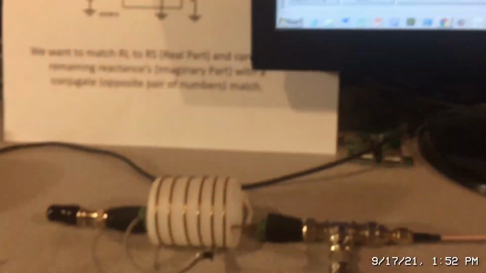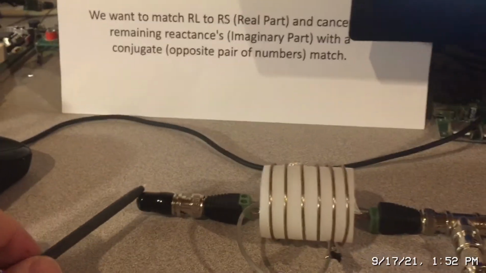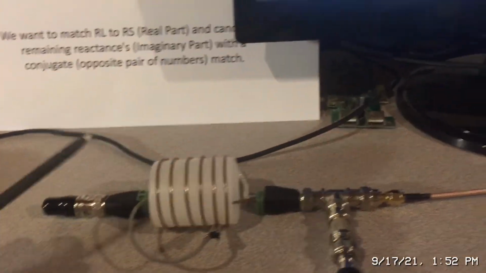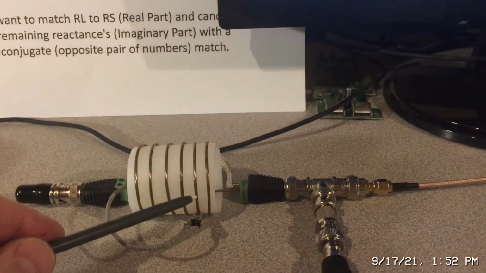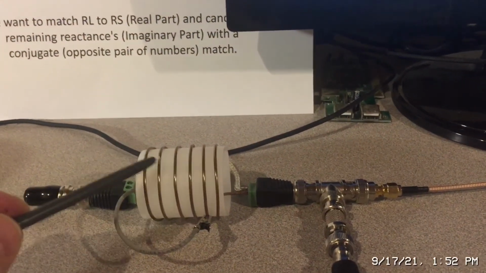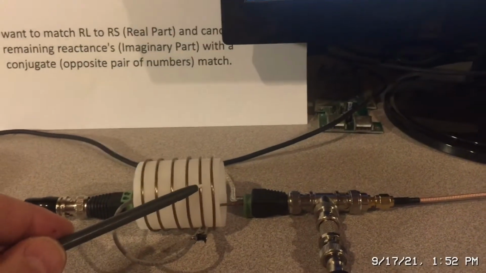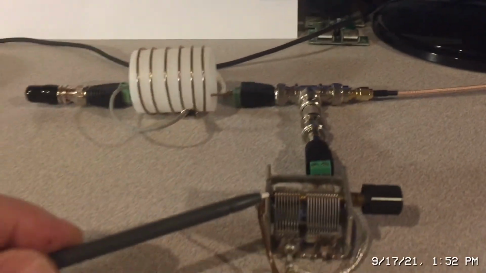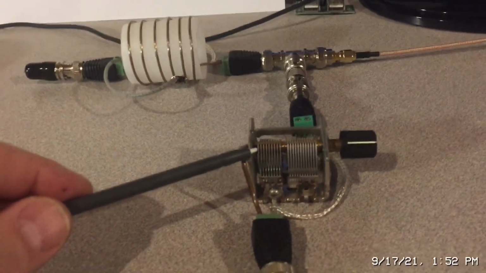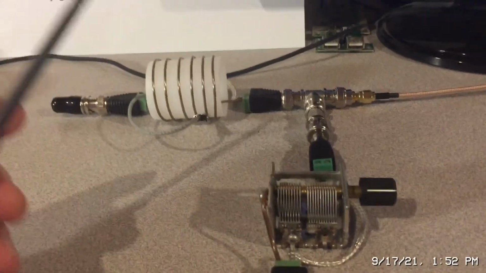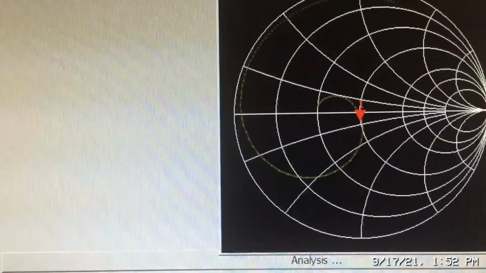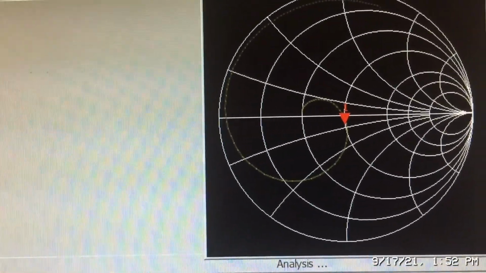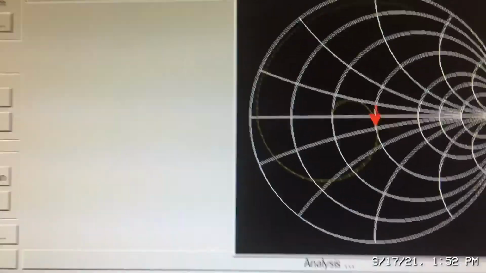So here's our 25 ohm load that we just looked at. Here's our variable inductor. So you can see I'm on this coil here, fifth coil. Okay, and then here is our variable capacitor. Okay, and it's set up series inductor, shunt capacitor. So now let's go to the Smith chart here. And basically you can see that we're basically at 50 ohms.